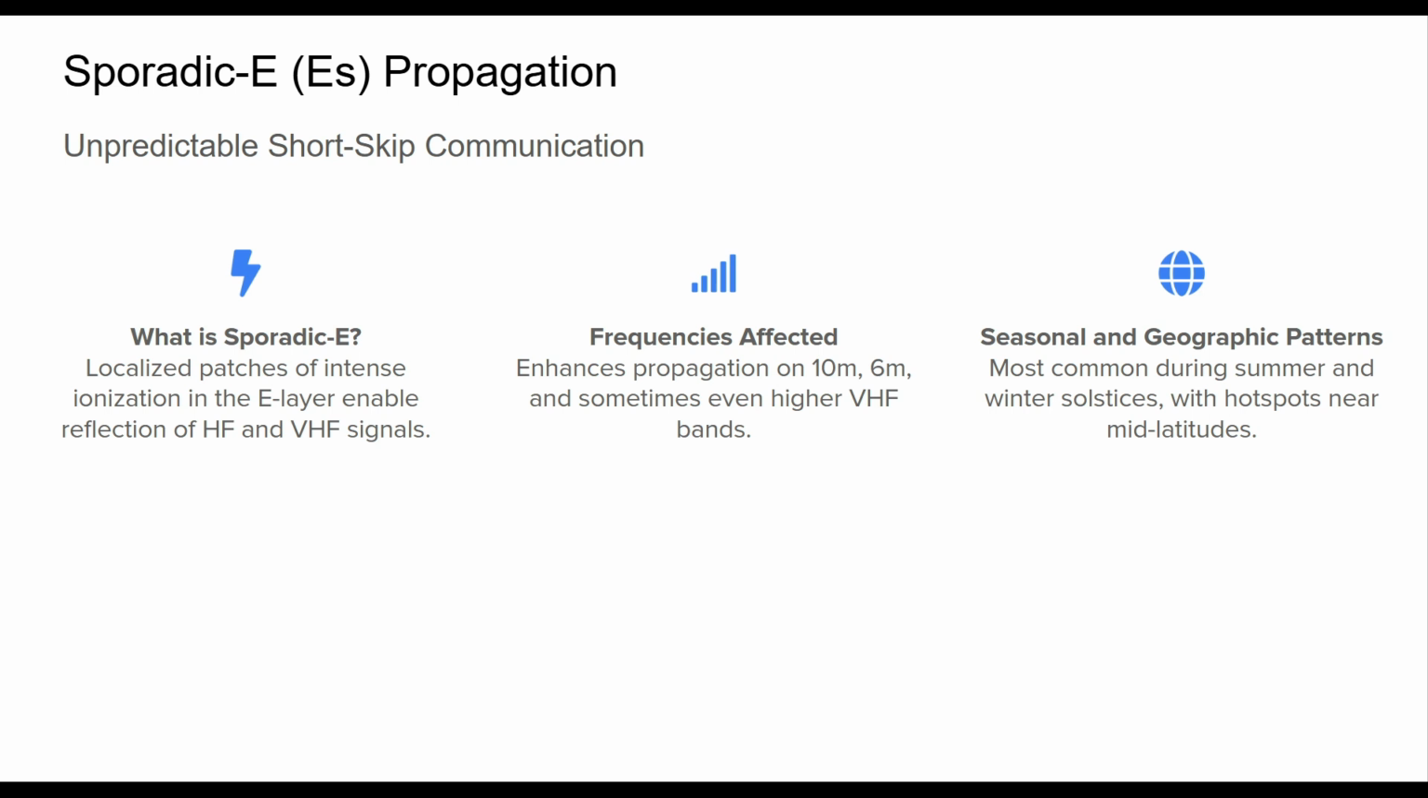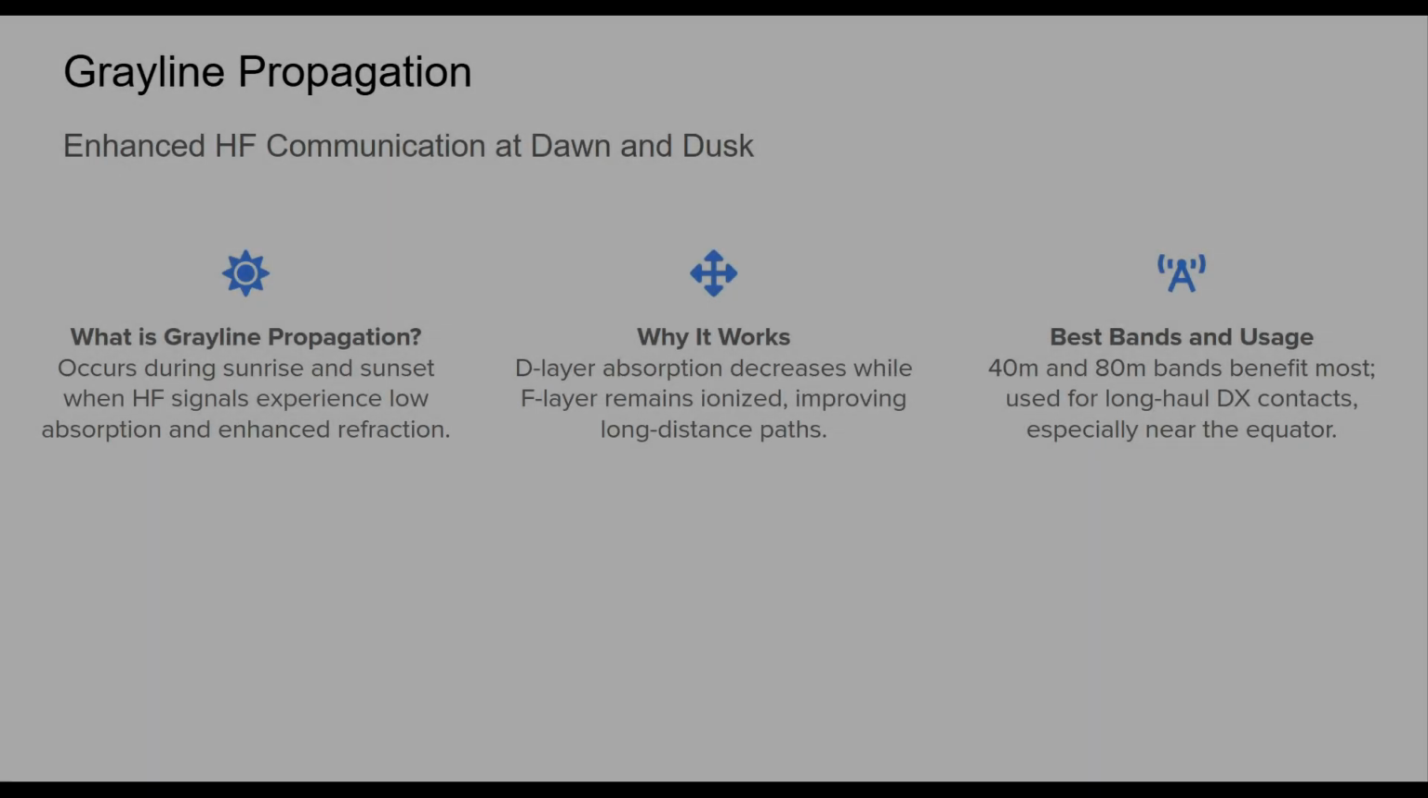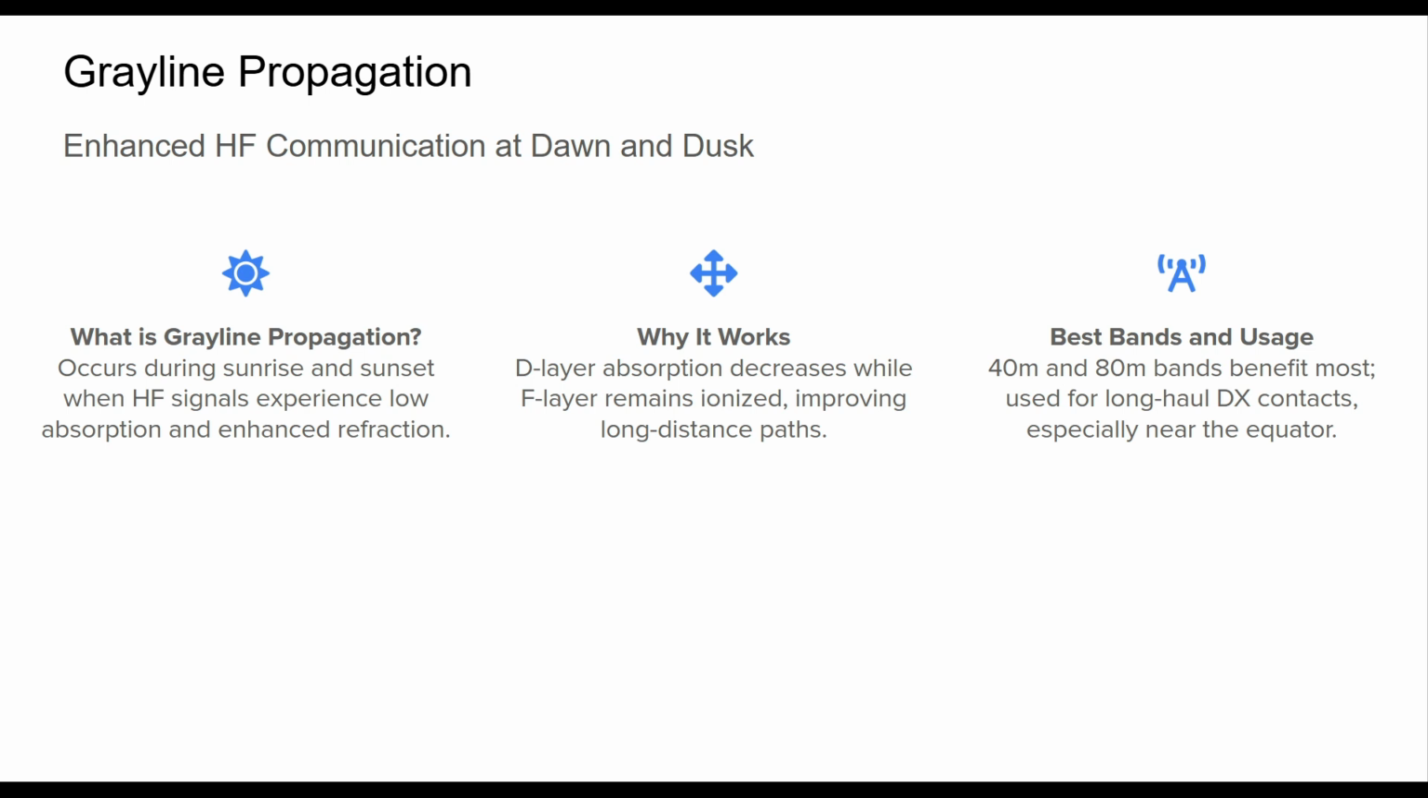These events occur seasonally, peaking in late spring and early summer, with secondary activity in winter. While unpredictable, Sporadic-E offers exciting short skip communication opportunities, often covering distances from 500 to 1,500 kilometers. Greyline propagation occurs during the transition between night and day, enhancing long-distance HF communication.